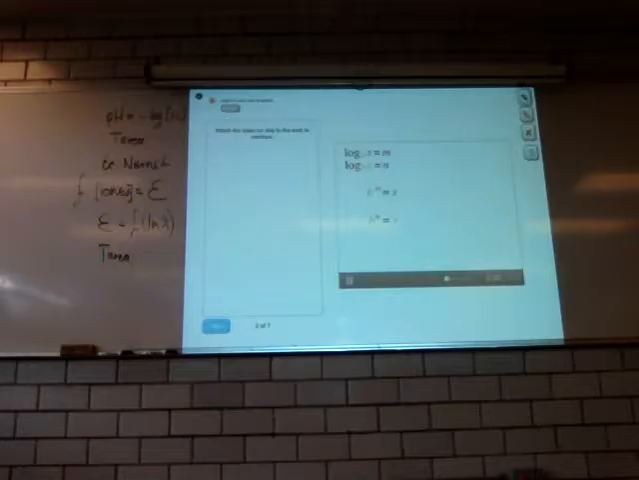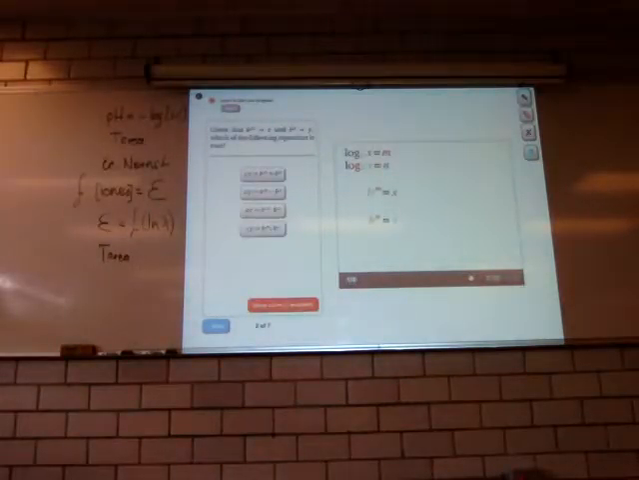If b to the m equals x, and b to the n equals y, which of the following equations must also be true? Bien. Si b a la m es igual a x y b a la n es igual a y, ¿cuál de las siguientes cuatro expresiones es correcta? Es veraz, es verdadera.